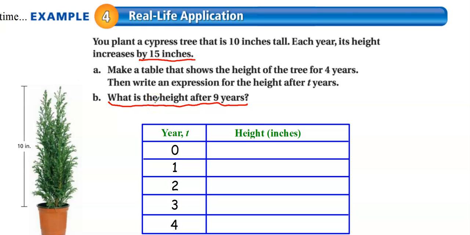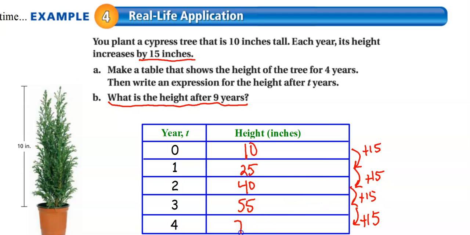And so I know when I first start and I plant this tree at time, we're just saying time equals 0, it is 10 inches tall. And then it's going to increase by 15 inches the next year, right? So when I add 15, I'm just going to go like this. I'm going to think about adding 15. So now the following year, it is 25 inches. And then I'm going to add another 15, and it's going to be 40 inches, and then another 15 is 55. I'm just doing some mental math, and then plus another 15, and I get up to 70.